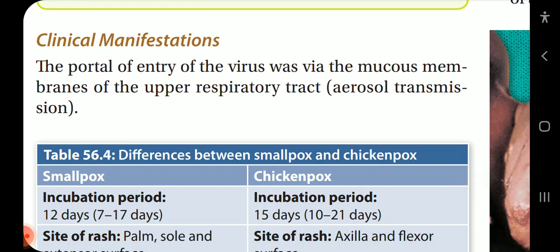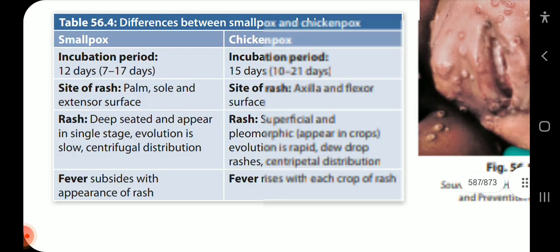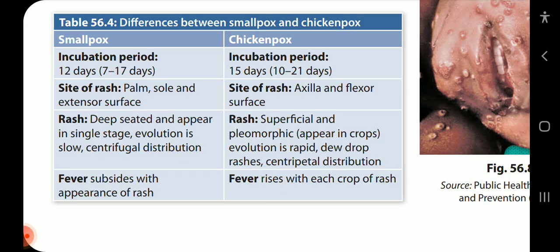Clinical manifestation. The portal of entry of the virus was via the mucous membranes of the upper respiratory tract, with aerosol transmission. Difference between smallpox and chickenpox. The incubation period of smallpox is 12 days, range 7 to 17, while that of chickenpox is 15 days, range 10 to 21. The site of rash of smallpox is palm, sole, and extensor surface, while chickenpox involves axilla and flexor surfaces.